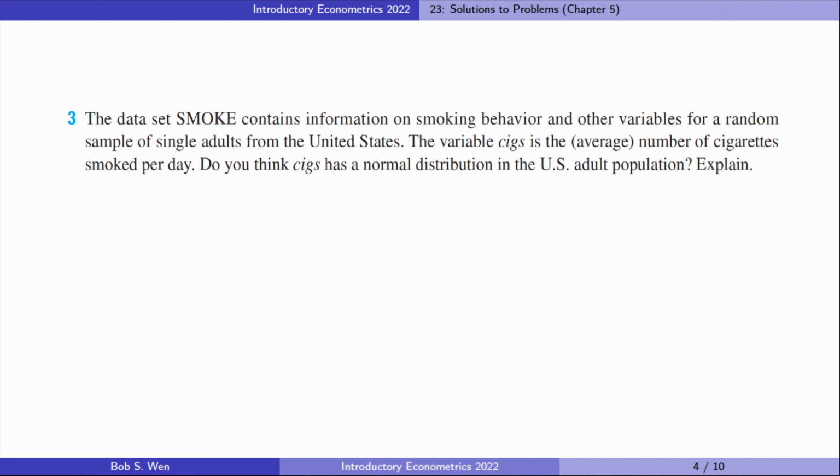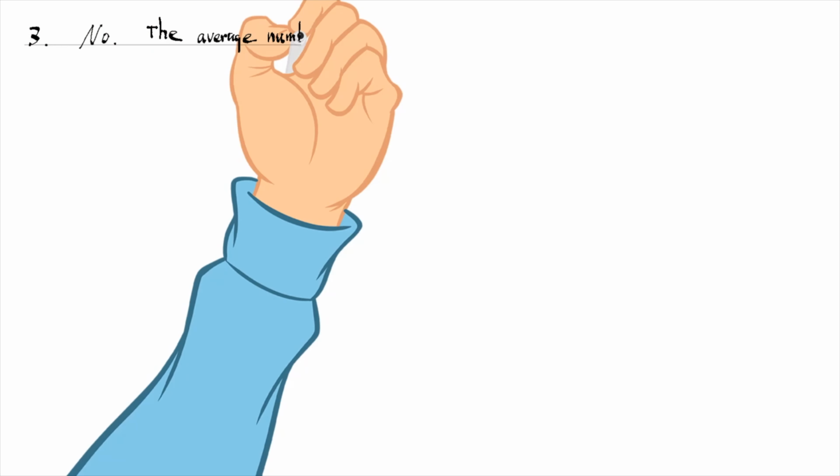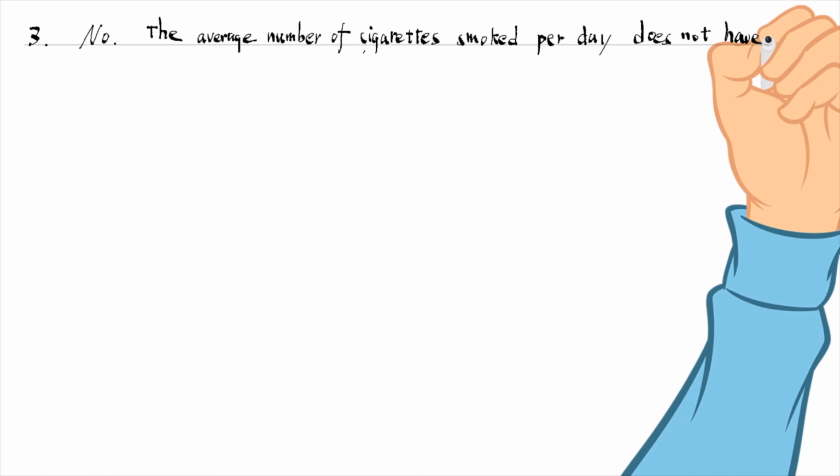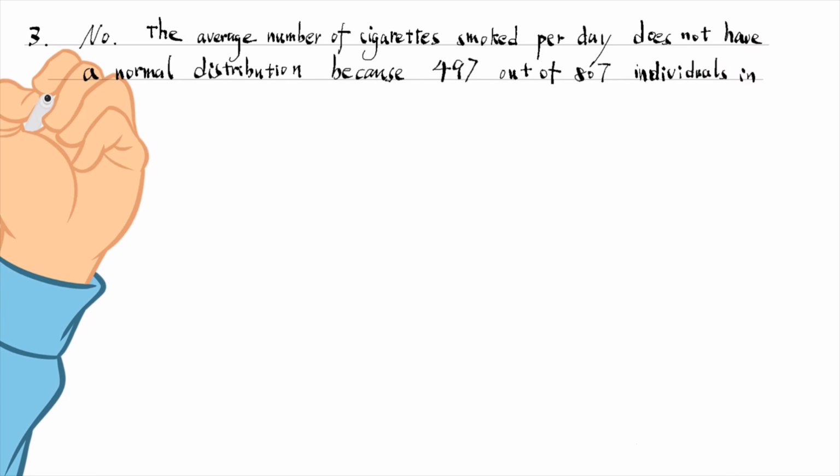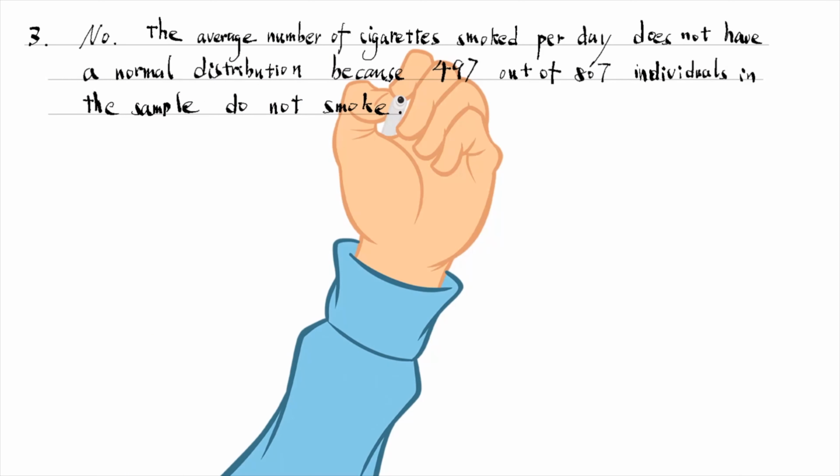Let's do problem number 3. The answer is no. The average number of cigarettes smoked per day by single adults does not have a normal distribution because 497 out of 807 individuals in the sample do not smoke.